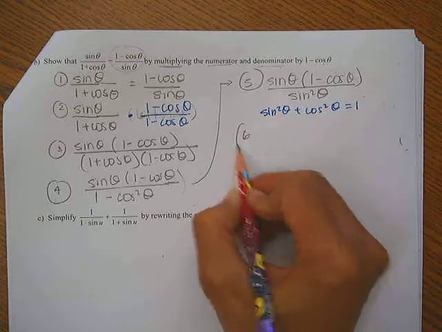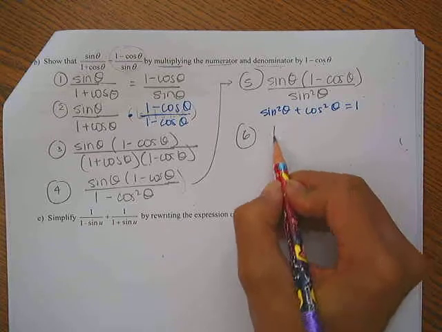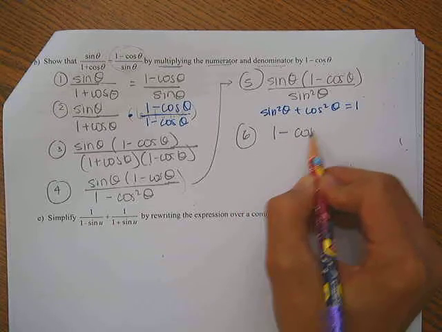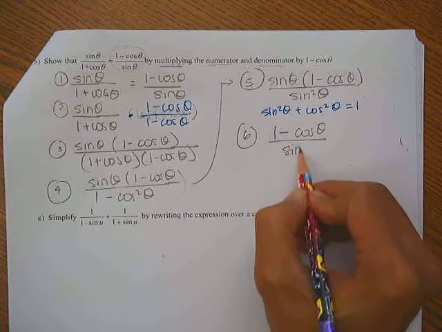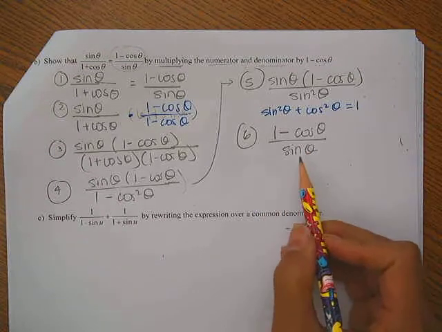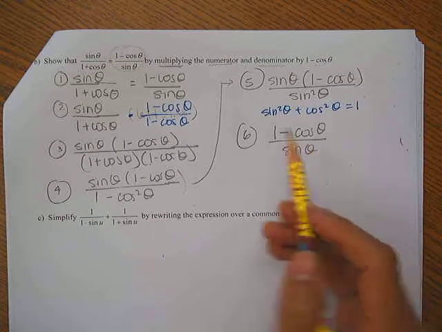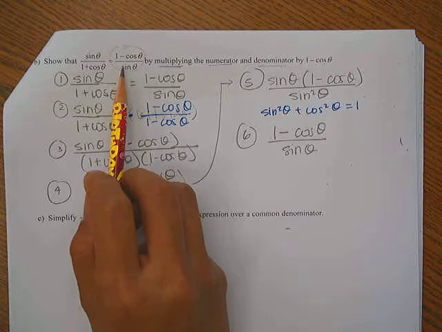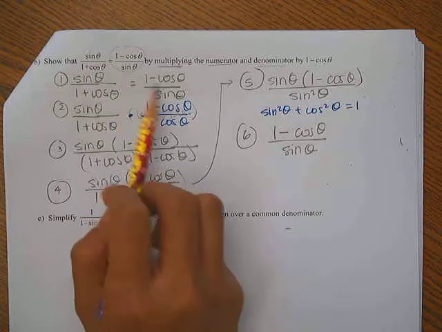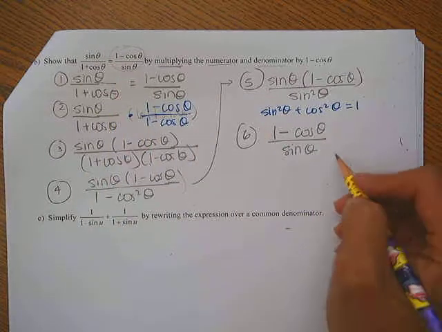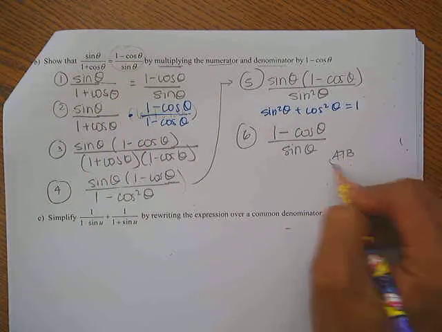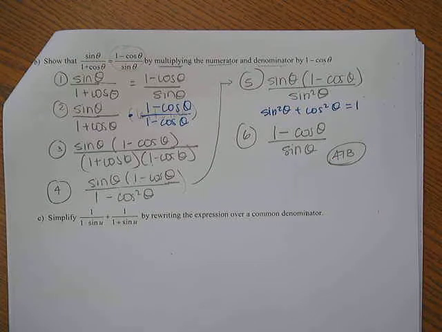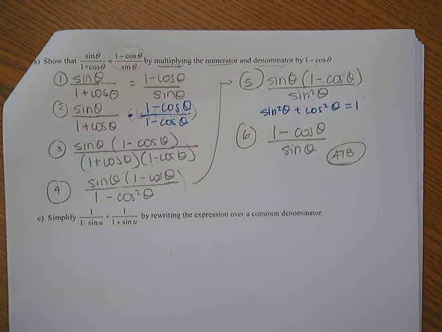Then step number 6, sine, and one of these is going to cancel, so I'm going to end up with 1 minus cosine of theta all over sine of theta. This is the end. Do not go any further, because remember, my goal is just to try to get to the other side. So since I've chosen the left, this looks exactly like the right, so I can stop. And since I'm done and I'm positive I'm right, I can write my initial to tell the teacher that I'm done. Alright.